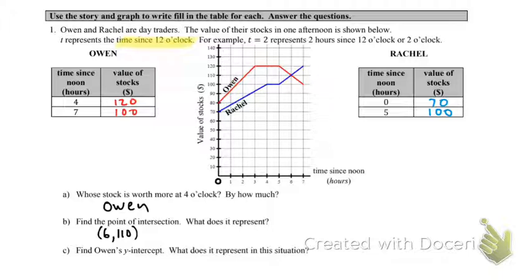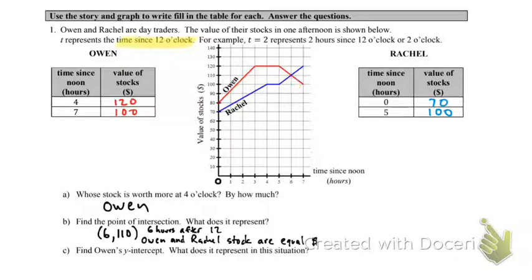Okay, so that's the point of intersection. What does it represent? It says 6 hours after 12, Owen's and Rachel's stock are equal in price. So they cost the same. That's at 6 comma 110, which is this point of intersection here.